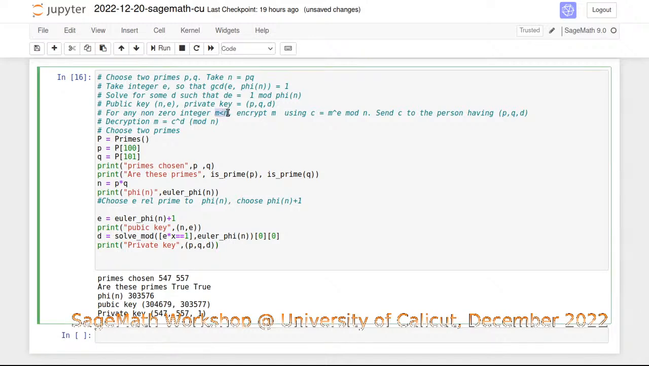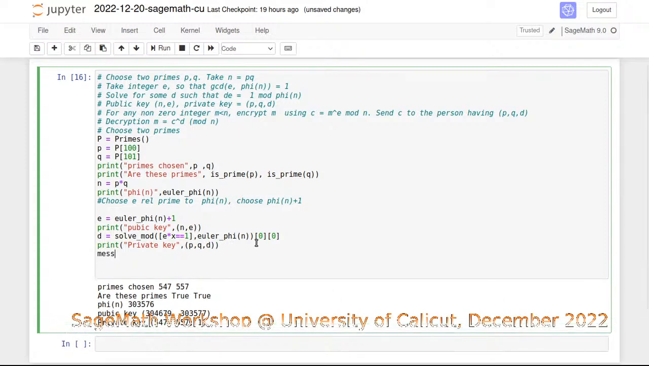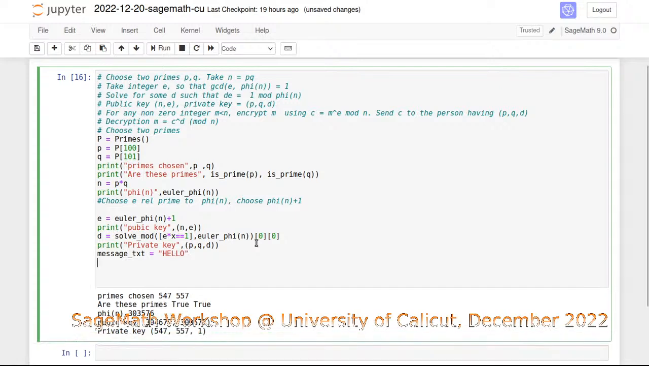Therefore, the message has to be a number first of all. So how do we convert a text message into a number is the first thing that we want to see. Suppose our message text is hello. We are going to map this to something called the ASCII table or Unicode, whatever it is.